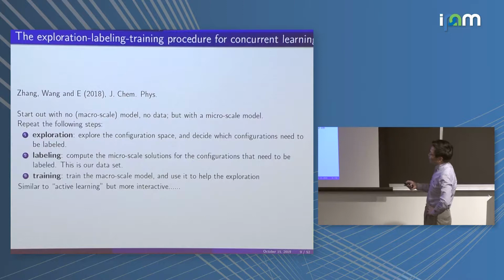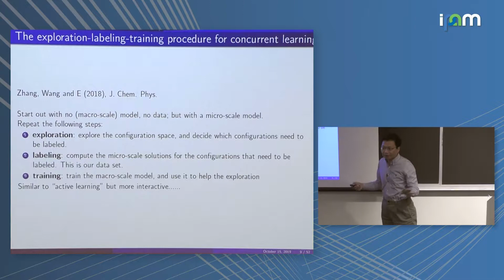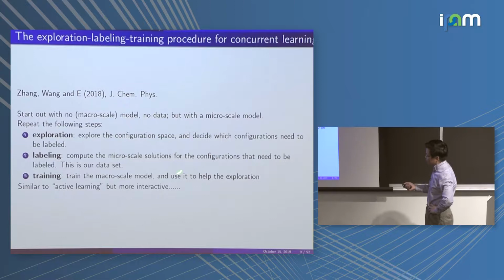So this is a procedure that we proposed last year. By the way, if you look into the literature, there are spirits of this everywhere. It's not like this is completely new, okay? But we decided to put down this procedure. Namely, let's start out with no data, no model, nothing. And then you first explore the configuration space or state space that you're interested in, and then decide which of these configurations need to be labeled. And then you do the labeling, and then you do the training. Now, this sounds like the usual thing to do, but the important part is that this exploration interacts with the model that you have trained. So we'll see how to do that.